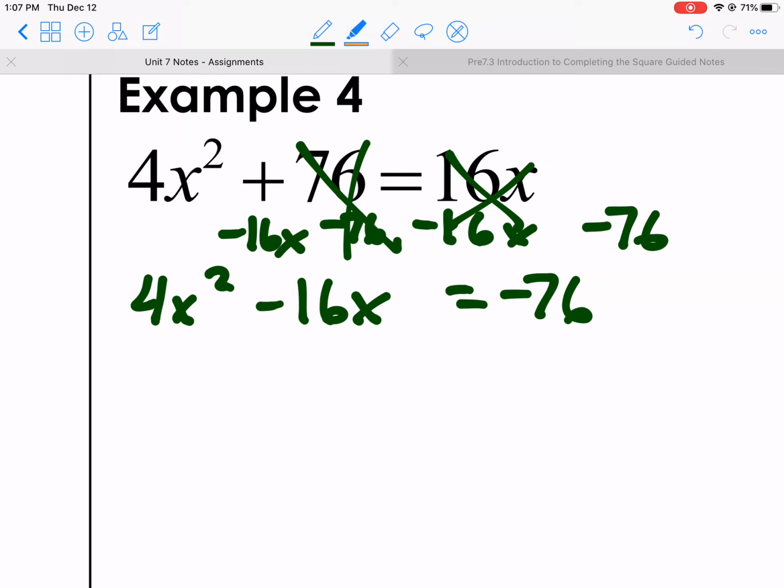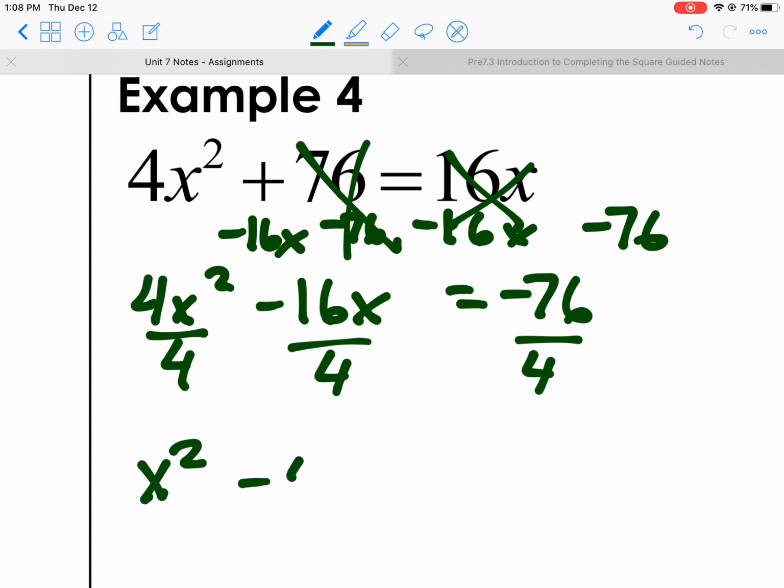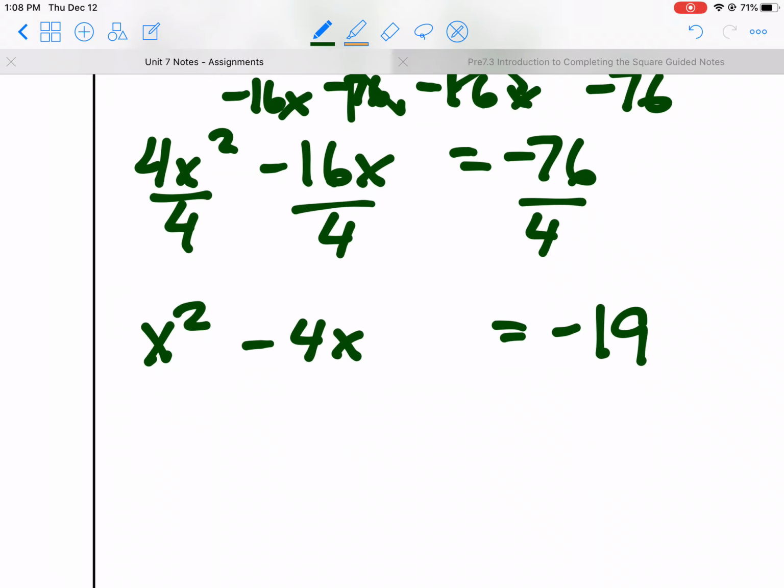Before we can complete the square, whatever's in front of x to the second power, we need a to be 1. So I'm going to divide every single term by 4. We'll have x squared minus 4x equals, let's see, negative 76 divided by 4. That's going to be negative 19. Okay, now I can build that perfect square factor. So x, what's going to go in here? Half of negative 4. So x minus 2.